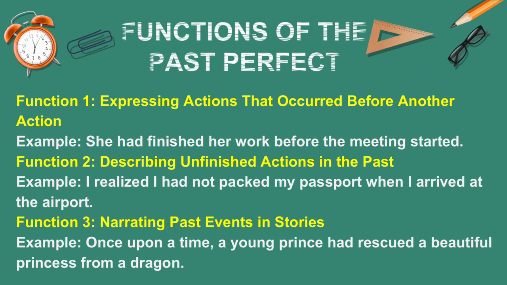Function 1. Expressing actions that occurred before another action. The past perfect tense is used to express actions that were completed before a specific point in the past. For instance, she had finished her work before the meeting started.